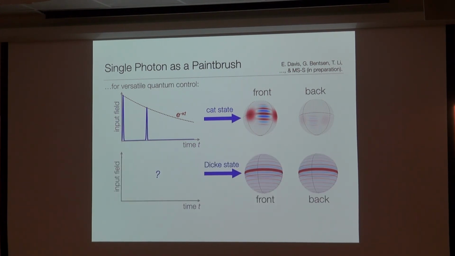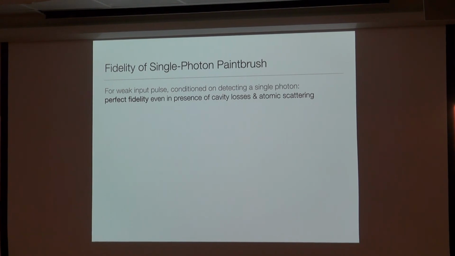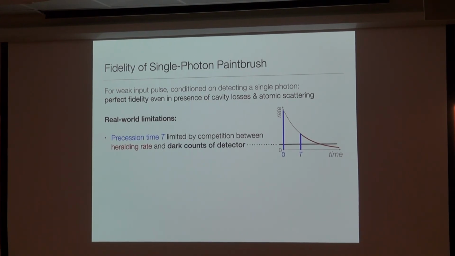So then you can also imagine making other states. If I wanted to make a ring on the Bloch sphere, which is a Dicke state, well, I should basically just sweep the paintbrush continuously, but I should take into account the profile of the cavity decay. So this, in principle, is a way of making these kinds of states with perfect fidelity, even with losses and scattering. What goes down is the success probability if the cavity lifetime is short, right? But it's a heralded scheme that in principle can give very high fidelity.